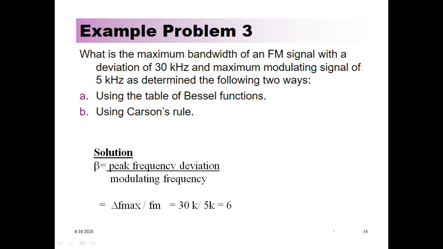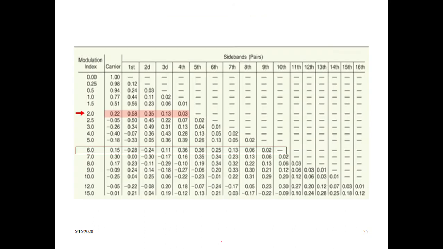Okay. The next one is a different question. What is the maximum bandwidth or BT of an FM signal where it has a maximum deviation of 30 kilohertz and a modulating signal of 5 kilohertz? Okay. If you want to use the table of Bessel functions and find the total bandwidth using Carson's rule, first of all, we have to find the beta. What is beta? The modulation index, which is the formula peak frequency deviation divided by FM modulating frequency. So beta is equal to 6.